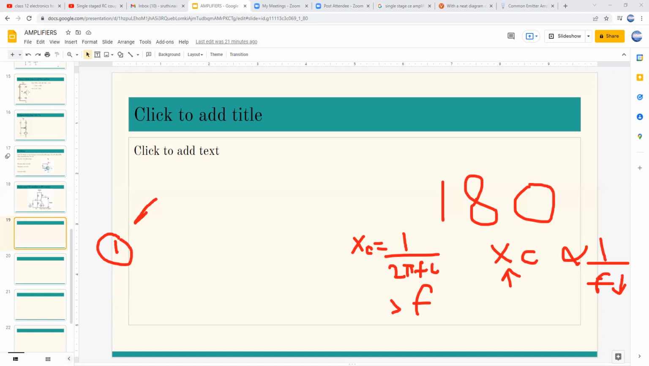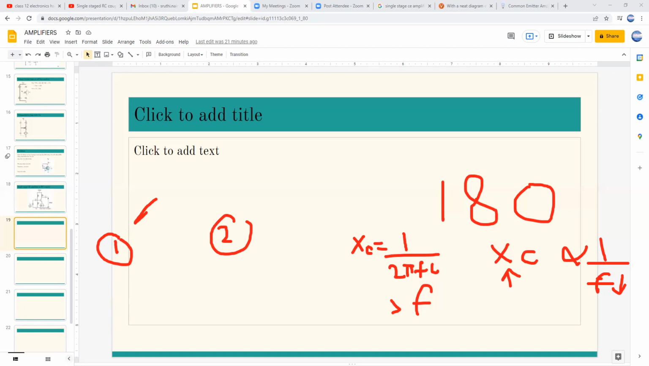Now let's come to the mid section. That is the second point. In the mid section, there is uniform gain because coupling and bypass capacitors are as good as short circuits. So the gain remains nearly constant.